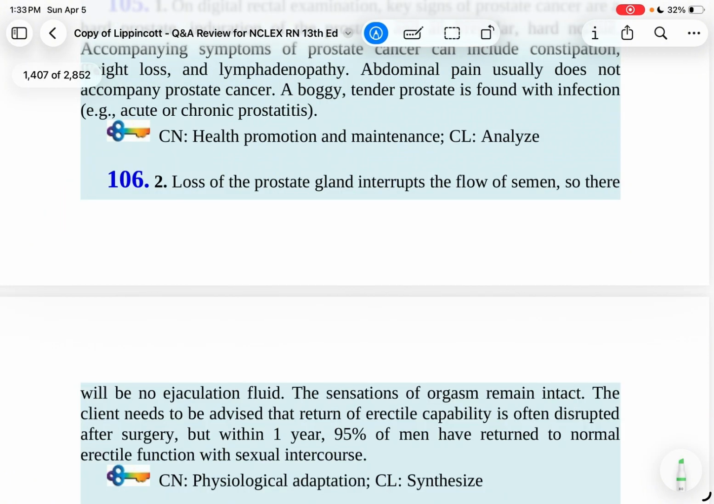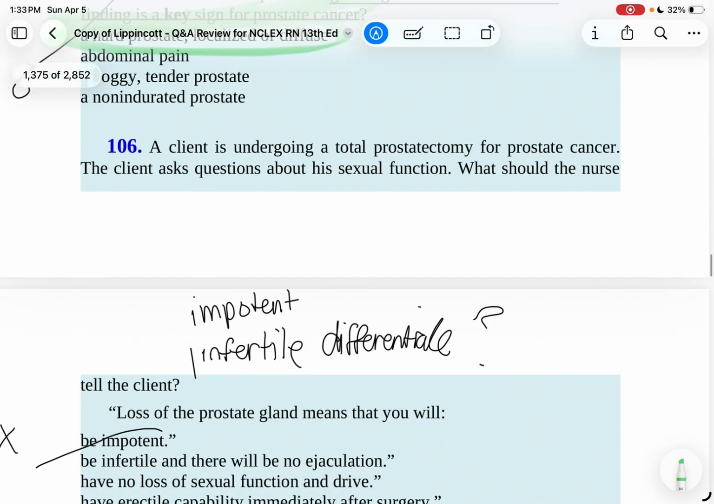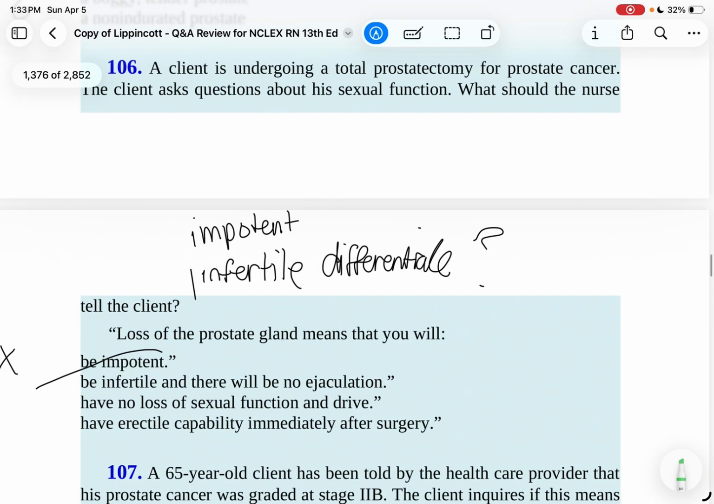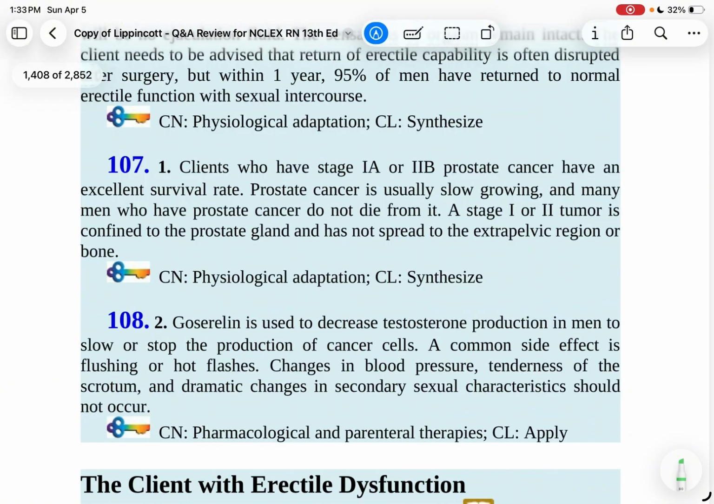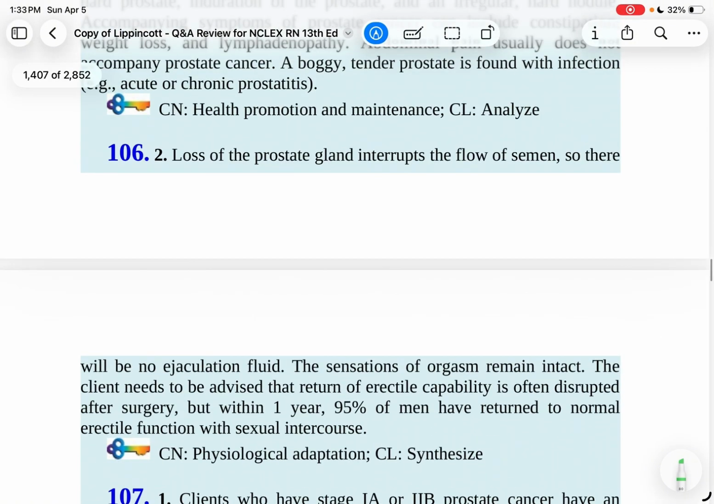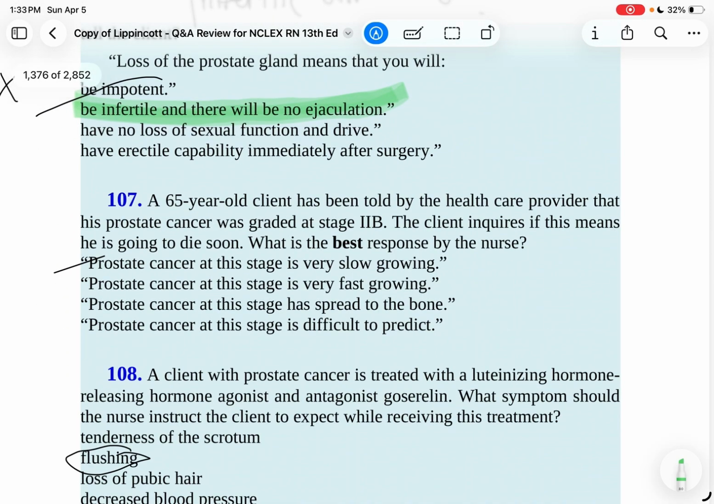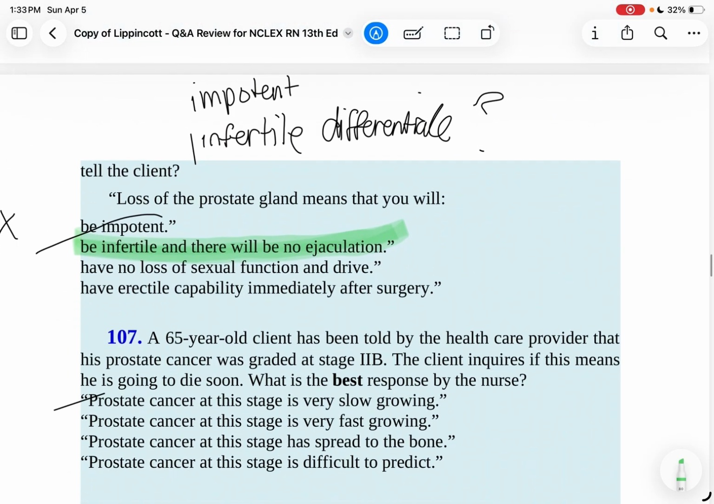A client is undergoing total prostatectomy for prostate cancer. The client asked the nurse about his sexual dysfunction, and the nurse told the client, "Removal of the prostate gland means that you will be infertile. There will be no ejaculation." Okay, so infertility is the result of removing the prostate gland. No ejaculation na dayon ka.